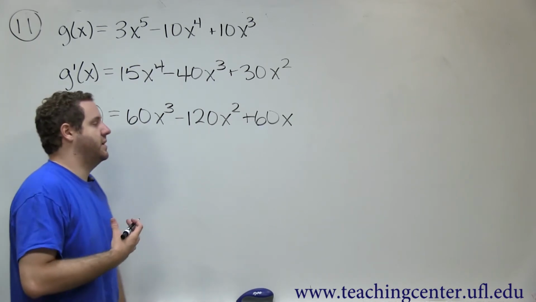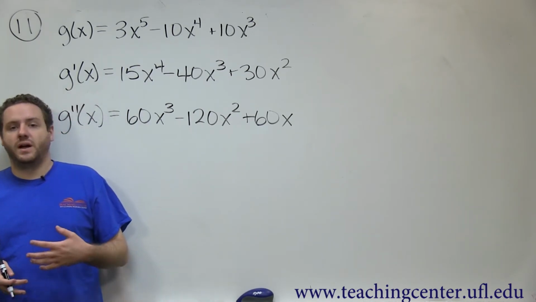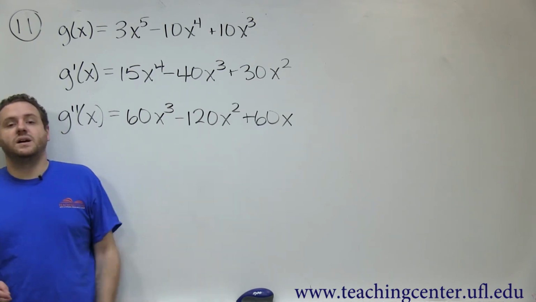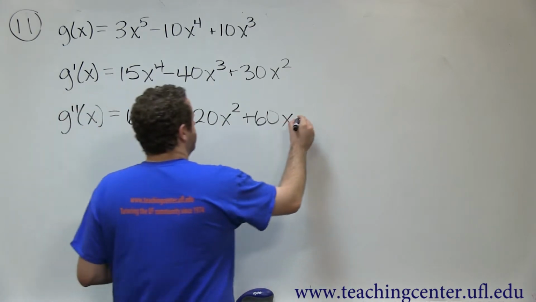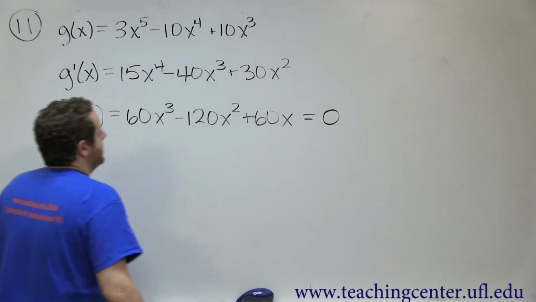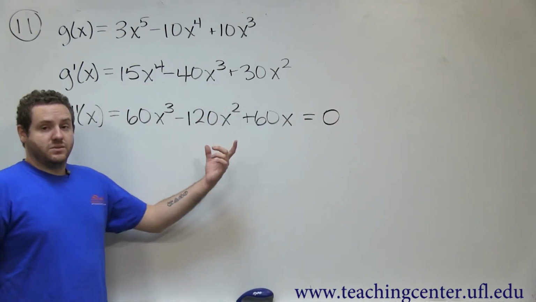So if we want to find inflection points, we need to know where this is 0 or undefined. Now this is a polynomial, so it's not going to be undefined. We only need to find where it's 0. So we want to set this second derivative equal to 0. In order to solve that, we're going to need to factor this.